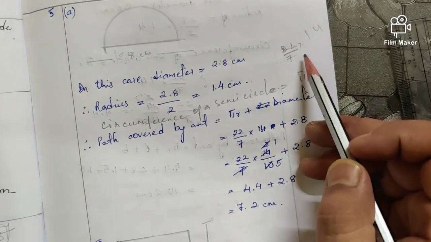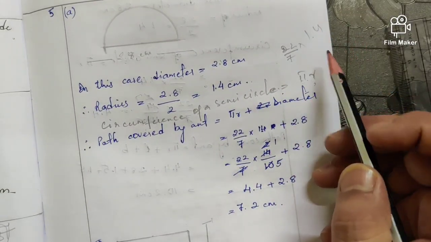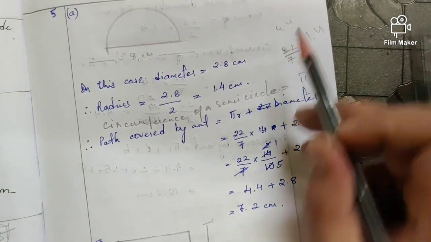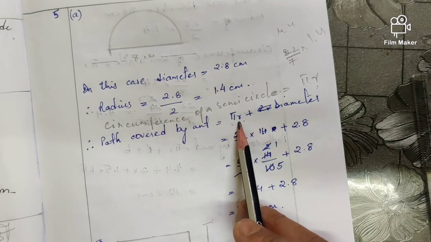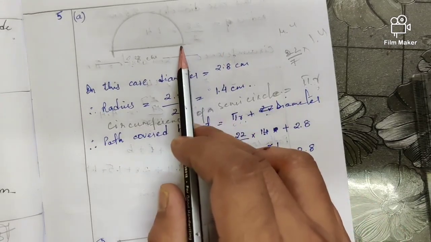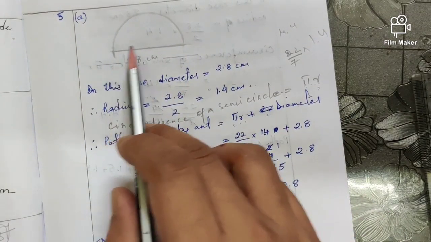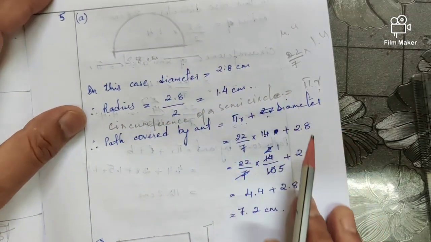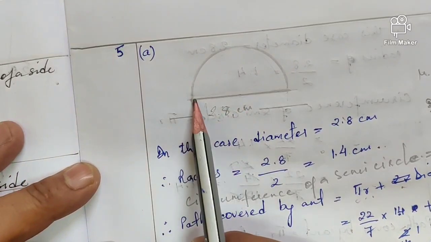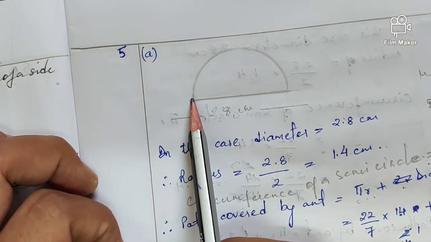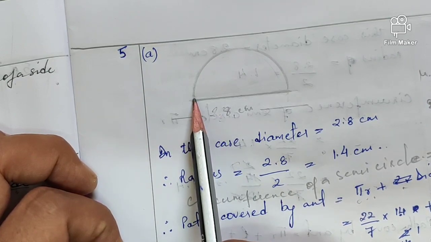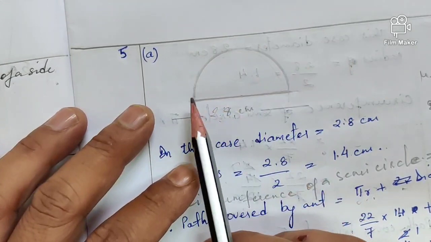When we reduce, it will be 4.4. So pi r is equal to 4.4. The path covered by an ant is pi r plus diameter. Here is the diameter, right? Look at this figure carefully. We are going to find the path covered by the ant around this figure.